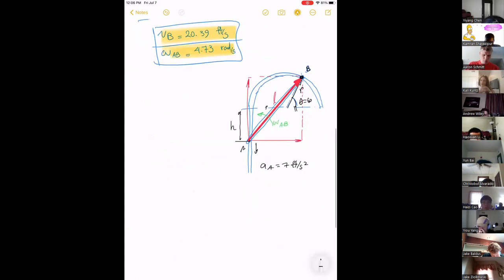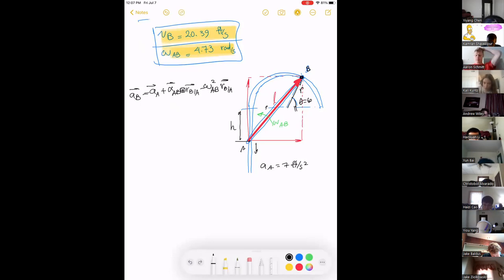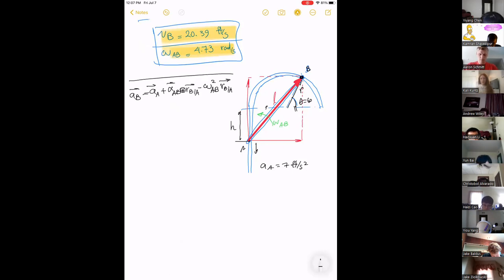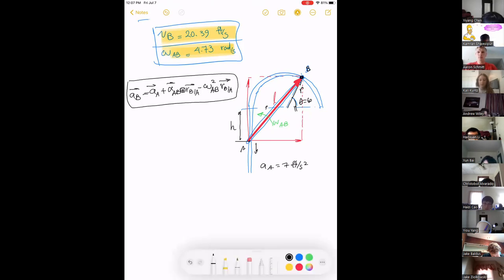For acceleration, we're going to do the same. AB is AA plus alpha AB cross RB with respect to A minus omega AB squared RB with respect to A. This is the same equation you had in your notes. Now I'm going to have to find the values for each of them. We're going to go with the same color code. I will go for AB with red.